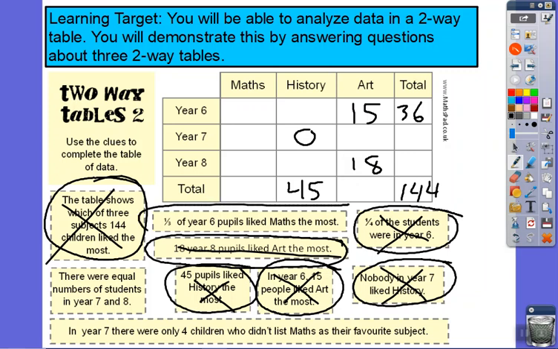A third of the year 6 pupils liked math the most, so I'm going to take that 36, divide it by 3, and that is how many liked math.